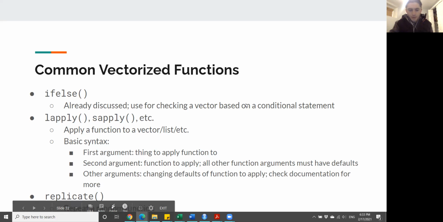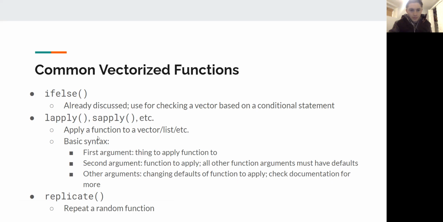And then the last one is replicate, which allows you to repeat a random function. So this is particularly useful for like simulations. It allows you to just repeat something a whole bunch of times.